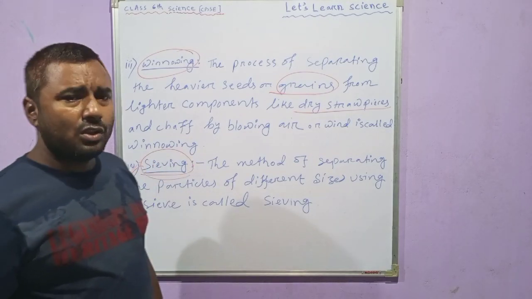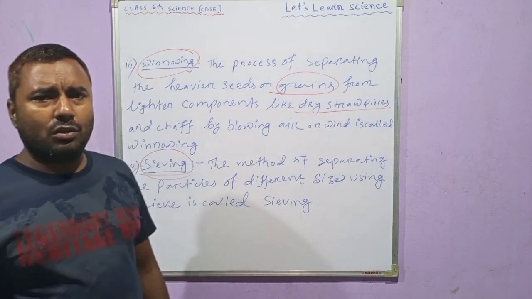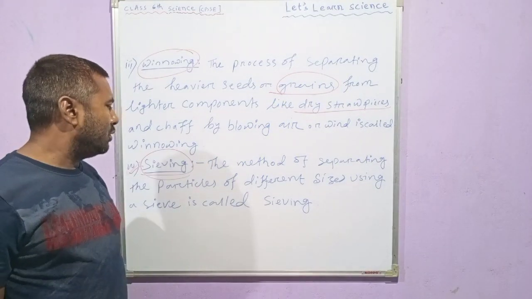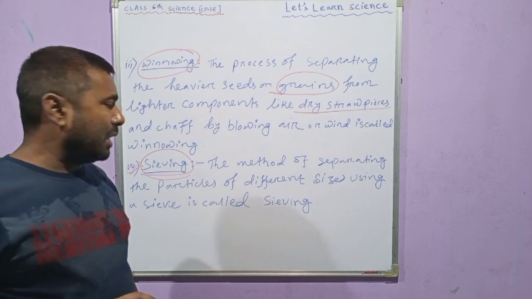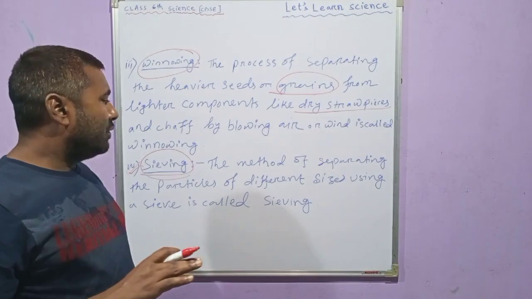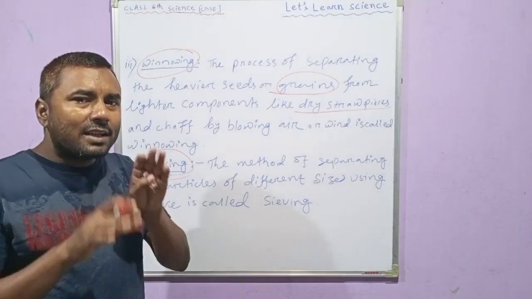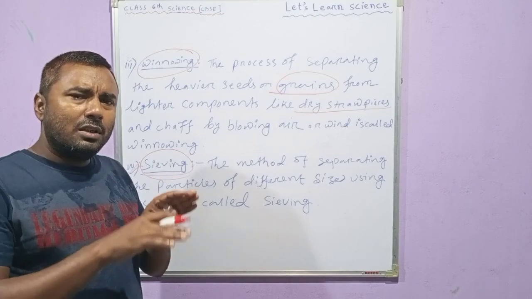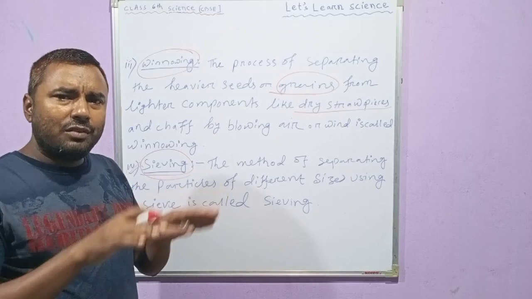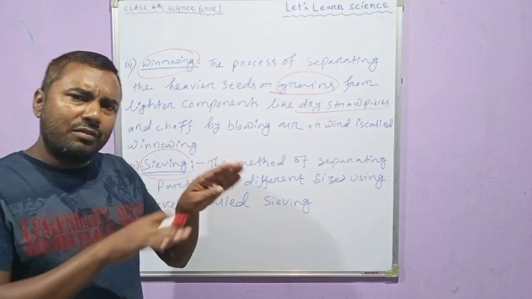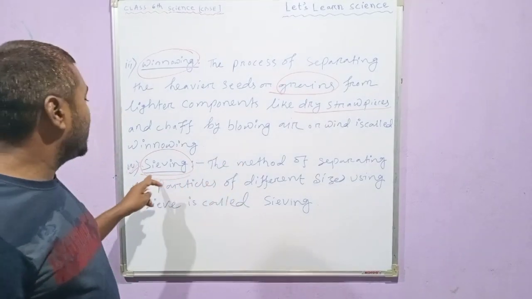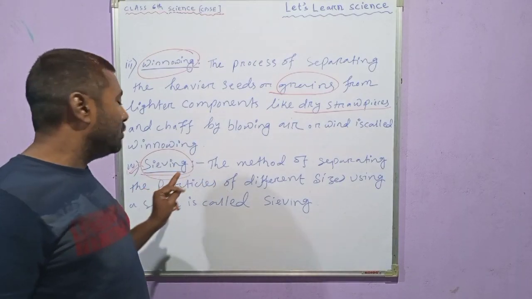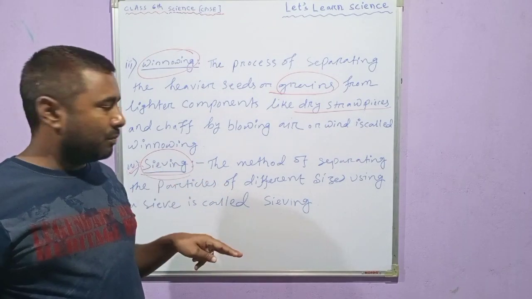Next, you see sieving. Again, this is also one of the important methods. This method is based on particles of different sizes. If the components of the mixture have different sizes, then only can we use this method, that is, sieving.